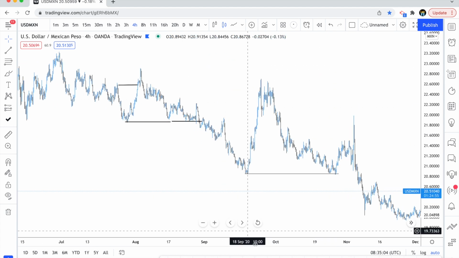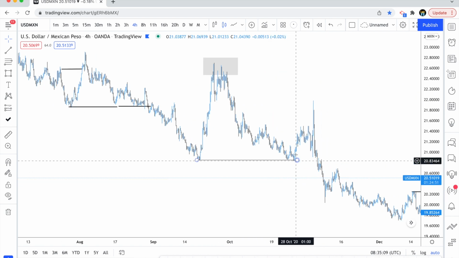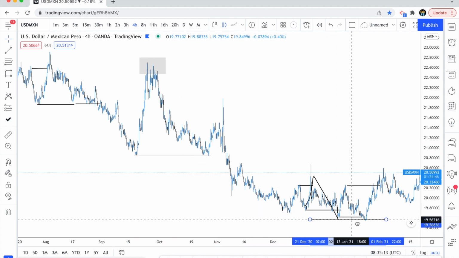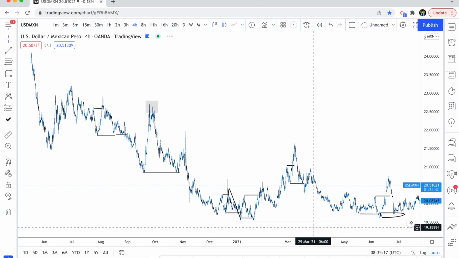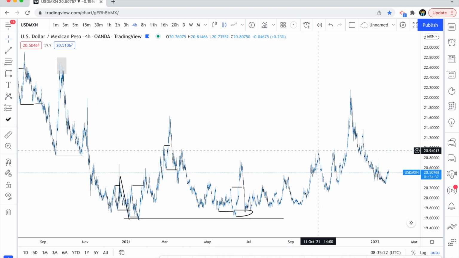Okay? Because the CHOCH was already made at this high here. Price reversed. So this would be considered a first break of structure. Alright? If price was going below again, we'd wait for this low to be broken right there. Right there, right? I mean, it's all easy from here on out.